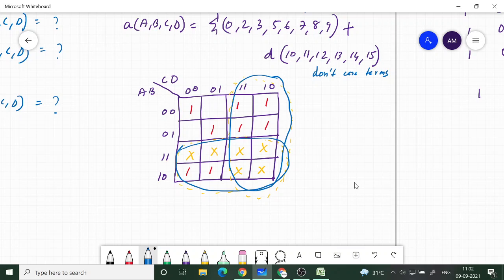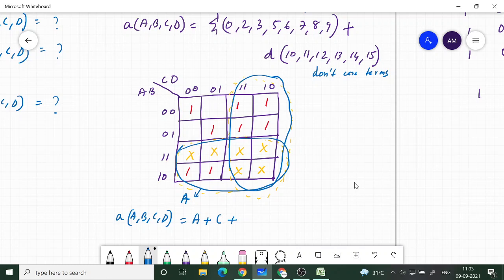Now, let us write the terms. So this is basically a function of A, B, C, D. Now what is this group? This is capital A, right? This is A. What about this group? This is C. Okay, there is only one literal because it's a group of 8. All the other 3 literals got simplified.